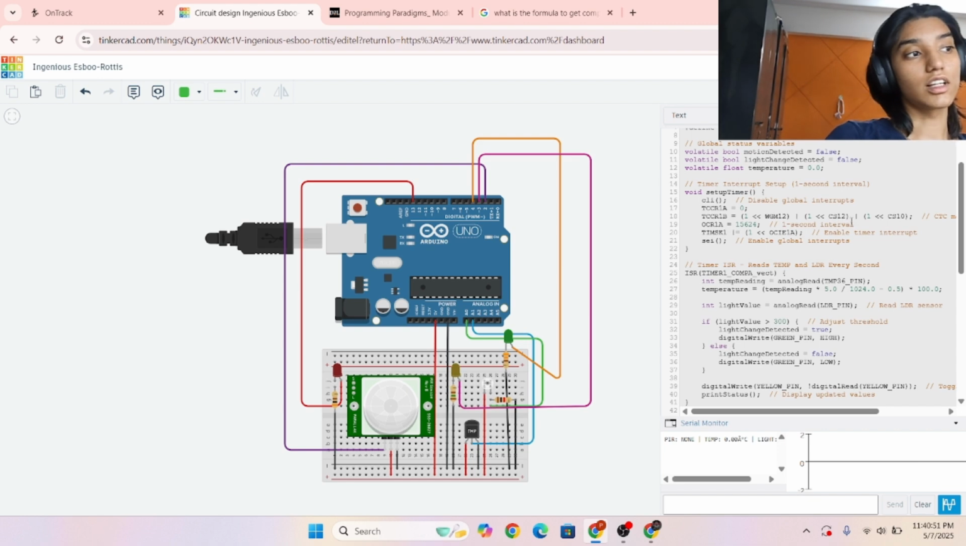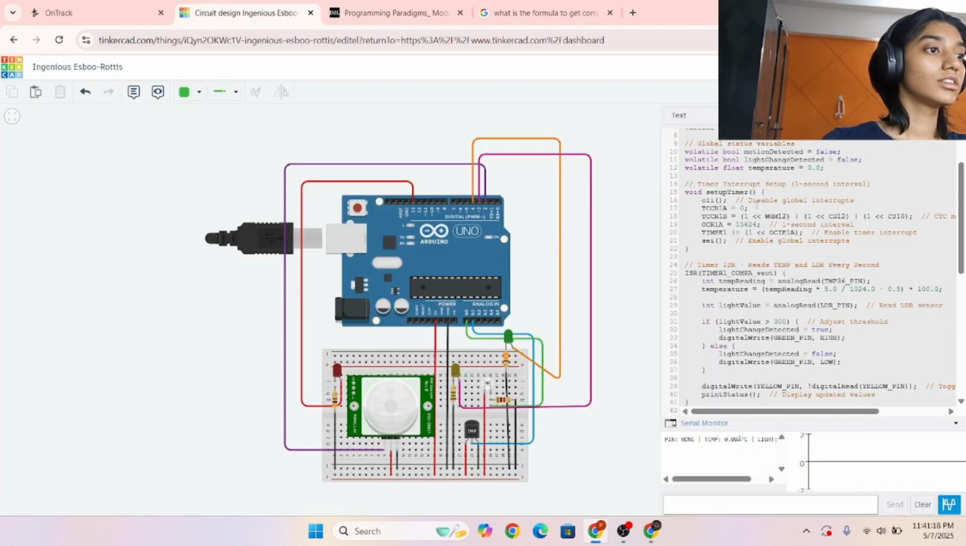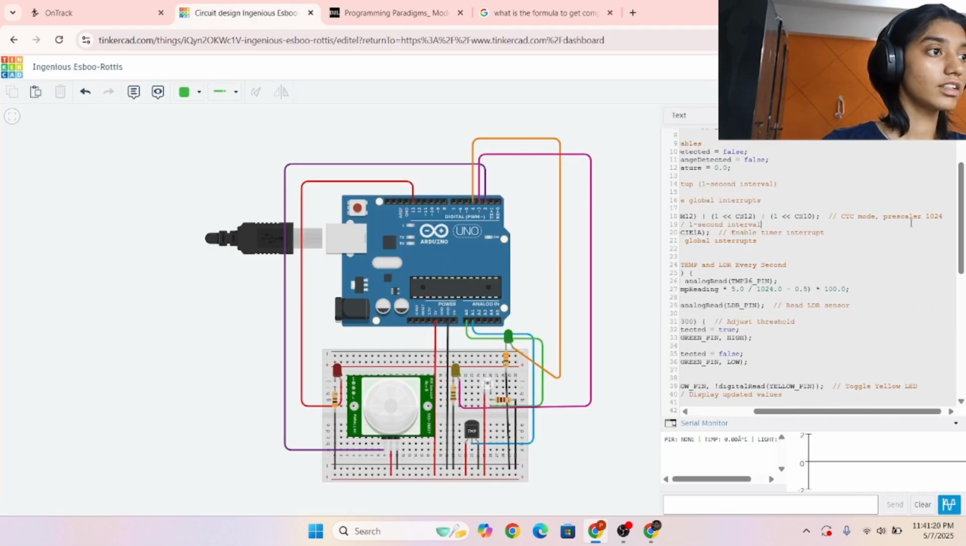And we have another thing called CS12 and CS10. We have this in Timer 1. Now, what do these values mean? They help us define the prescaler value. So we saw that CS12 was one and CS10 was one, and CS11 wasn't even mentioned. So the prescaler value should be 1024. So that's what I have given it here.